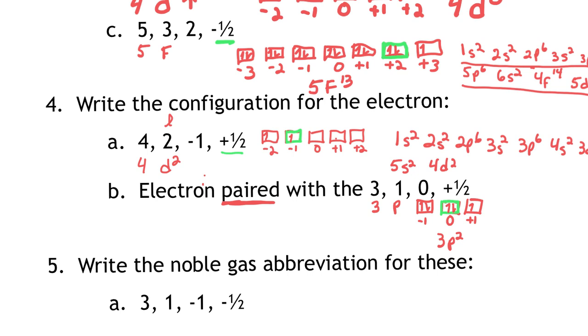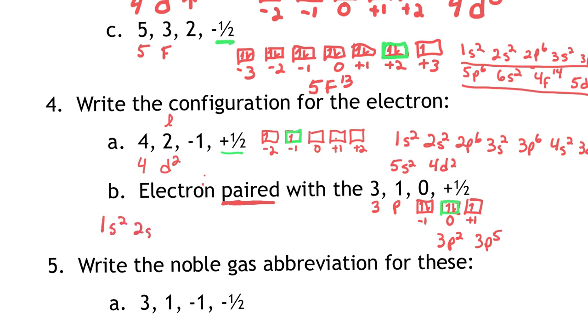So the one that's paired with the one that's referred to in the quantum numbers is going to be the 5th electron. So the one that we really want is the 3p5, because that's the one that's going to be in the same box as the 3p2, if that makes any sense. So let's go ahead and do this electron configuration.